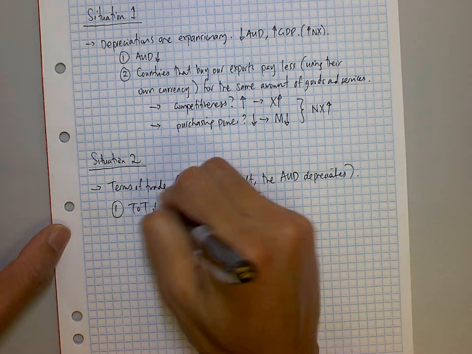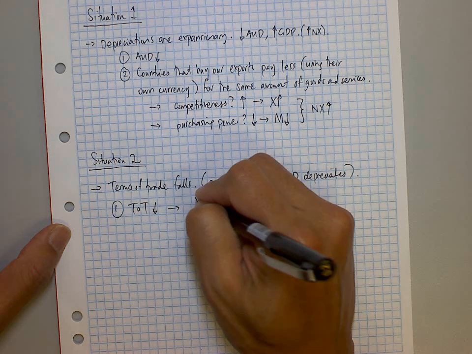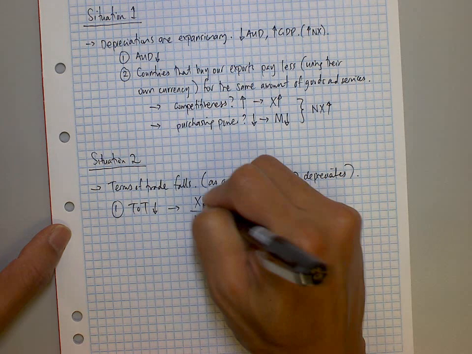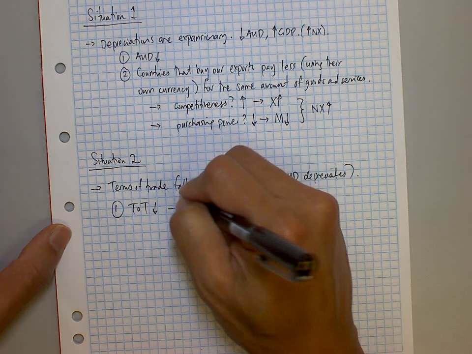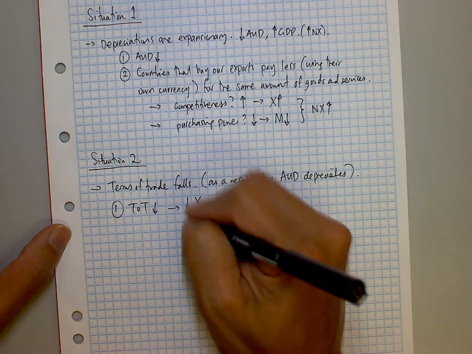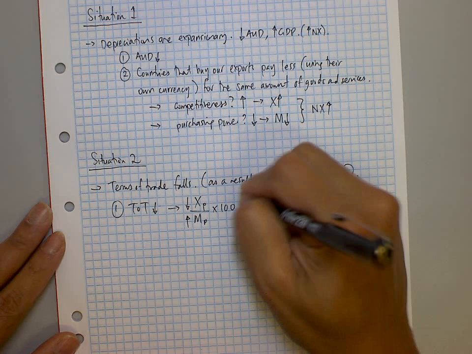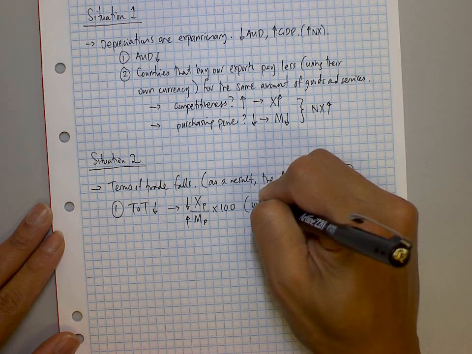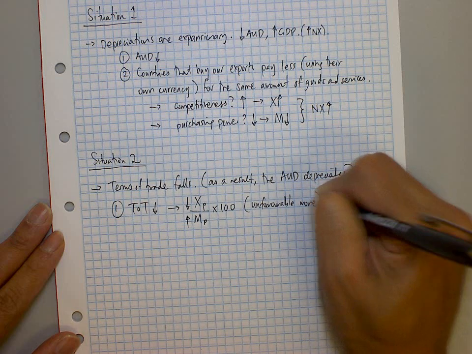We know that the terms of trade is export prices over import prices times 100. And if the terms of trade falls, export prices decline or import prices increase. Doesn't matter which way it is. But the decline in the terms of trade, as you have learned, is an unfavorable move. Okay, and we're going to find out why that's an unfavorable move in a second.